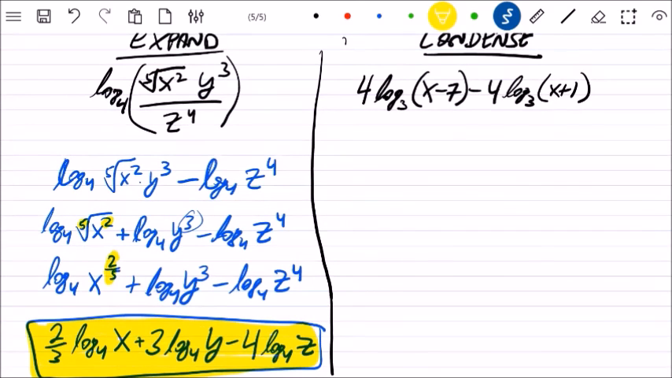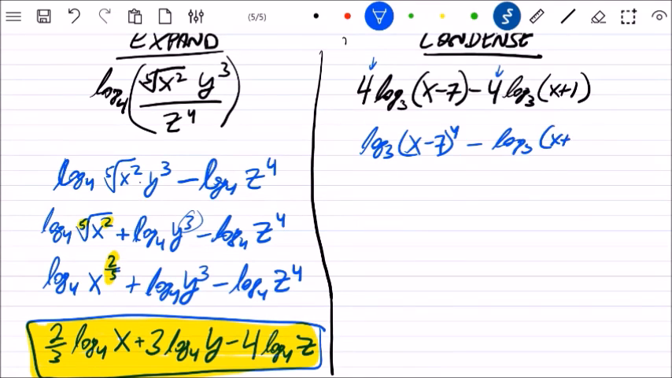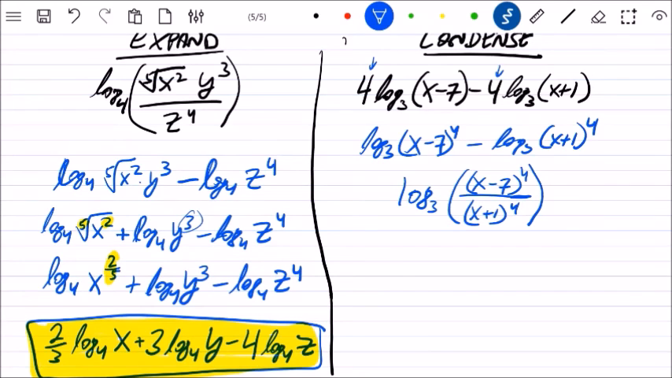All right, now let's look at condensing. In the condensing, the first thing we're going to do is take care of those exponents. So it's log base 3 of x minus 7 to the fourth power minus log base 3 of x plus 1 to the fourth power. Now, because that's minus, we're going to do log base 3, and it's going to be in parentheses with the division symbol, x minus 7 over x plus 1, the line that signifies division.